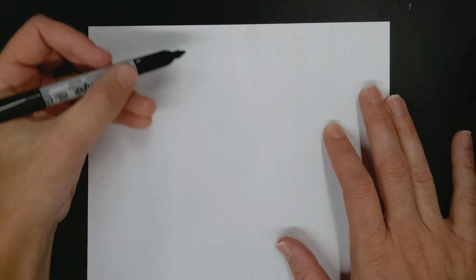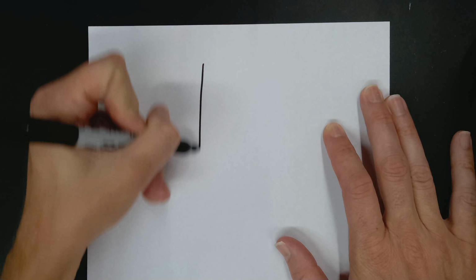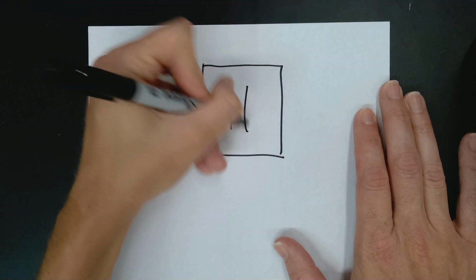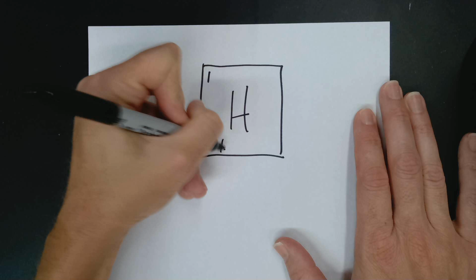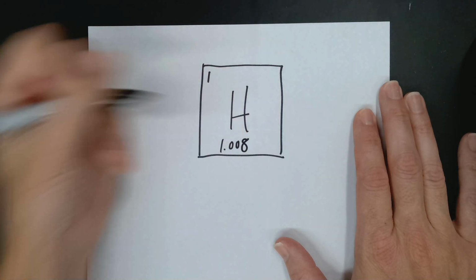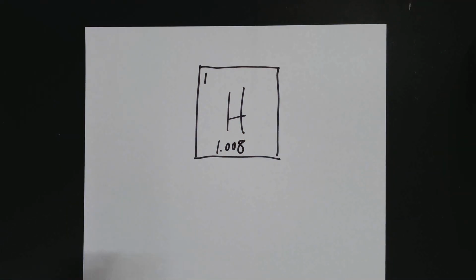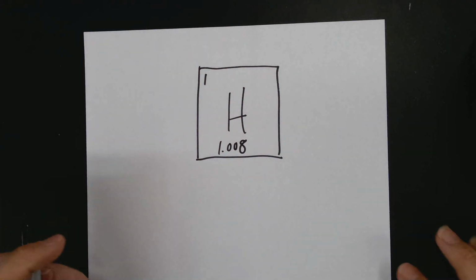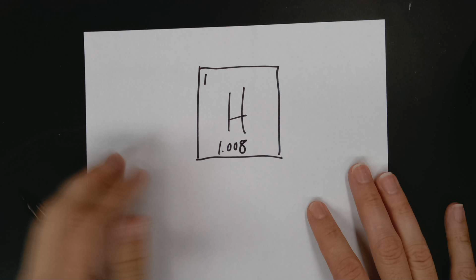All right, in this video, I'm going to show you how to read one box in the periodic table. So let's just start with the simplest example, which is hydrogen, and that's going to be the first element on the periodic table. It is in the upper left-hand corner. Now, the most basic periodic table will give you these three pieces of information.